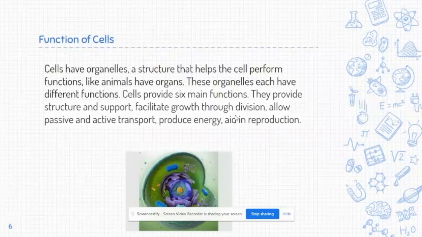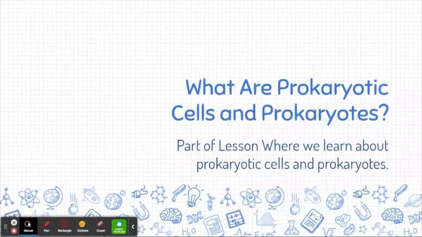Now we'll talk about the function of cells. Cells have organelles, which is a structure that helps the cell perform functions. Like animals have organs, these organelles each have different functions. Cells provide six main key functions. They provide structure and support, facilitate growth through reproduction and division, allow passive and active transport, produce energy, and aid in reproduction. For our lesson, you will learn about prokaryotic cells and prokaryotes.